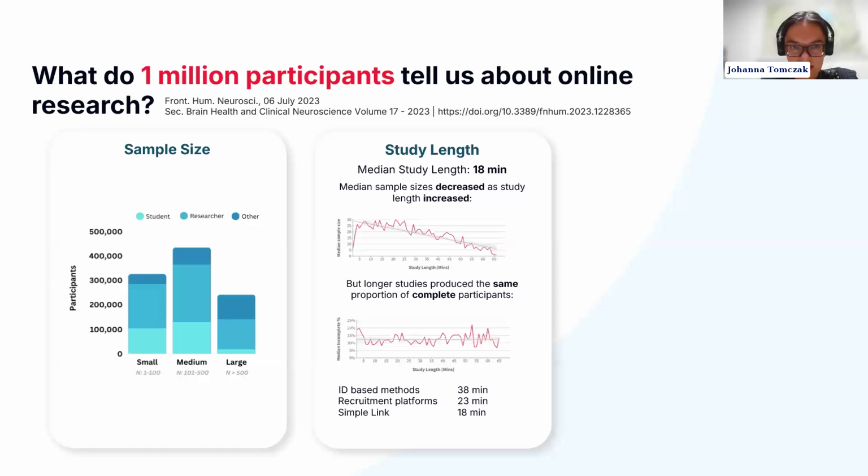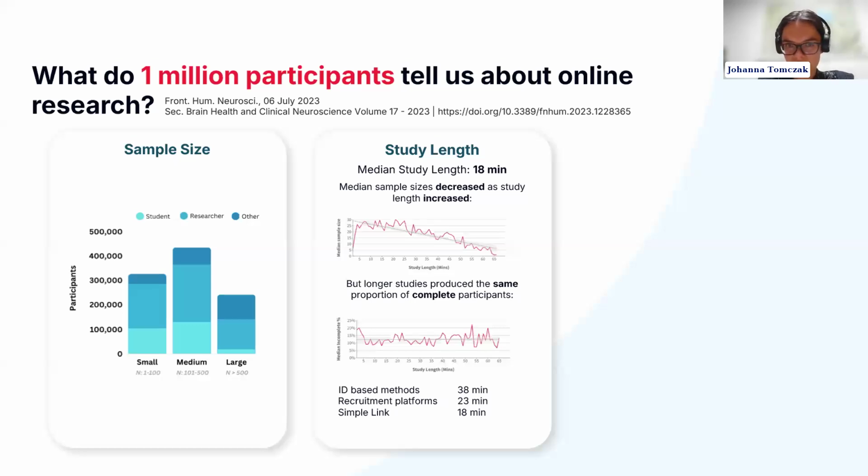What you can see on the second graph here at the bottom is that attrition doesn't seem to be a problem, even for longer studies. So what we're looking at here is complete participants from just 1 minute to a study that takes up to 65 minutes. And we can see that the completion rate is approximately the same for all of those studies. So even longer studies are completely fine to do with online research.